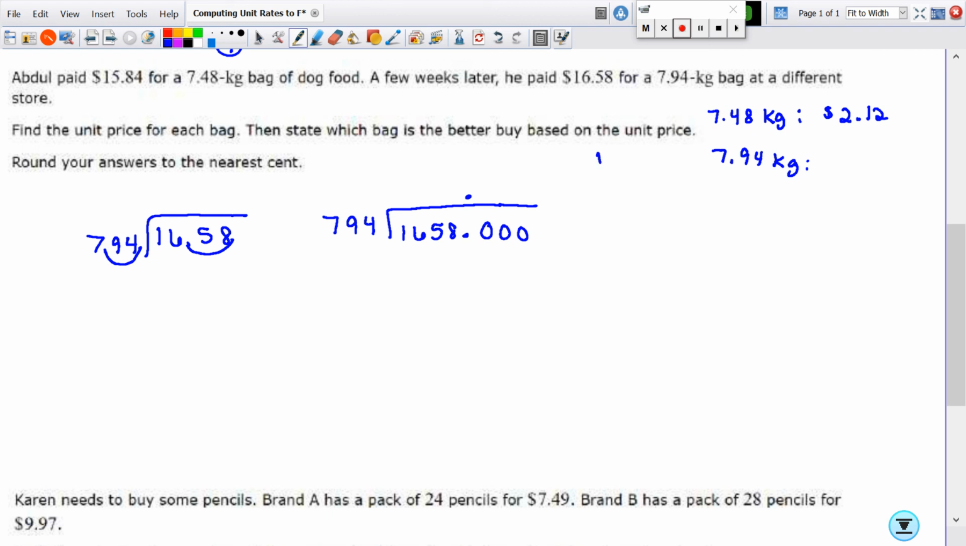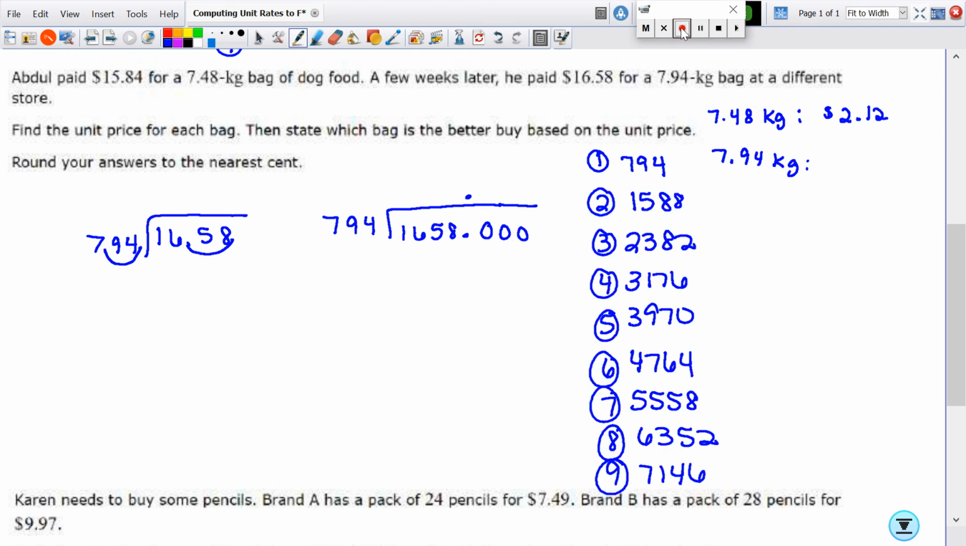So my list is going to start with 794. And I'm going to take a moment to make that. Okay, so I'm looking for 1658 to start out with. 2382 is too big, so I'm going to use the 1588. So the circle number goes up top, the number beside that goes underneath, and I'm going to subtract.